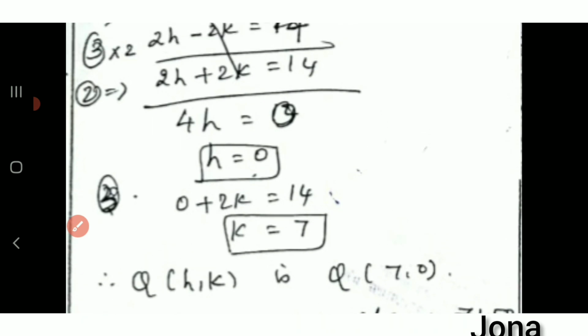We want to find the value of k. So, keep this in equation 3. So that we have 0 plus 2k equal to 14. That means k equal to 7. Therefore, the values of h and k are 0 and 7. Therefore, the coordinates of Q, h comma k, is nothing but 0 comma 7.